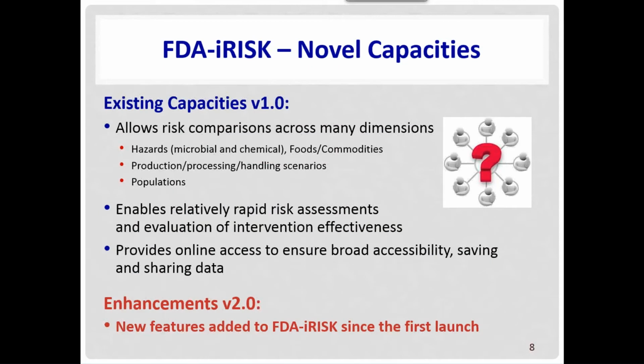I just mentioned that the ability to consistently compare risk across many diverse dimensions is one of the novel capacities of FDA-iRISK. Other novel capacities that have also been available from the outset include how relatively quickly users can conduct risk assessments and evaluate the effectiveness of interventions. Plus, the unprecedented platform FDA-iRISK provides for global data sharing of risk assessments. We launched version 1.0 in 2012, and since then we've made a number of enhancements. You'll hear more about that from Yuan in the next section.